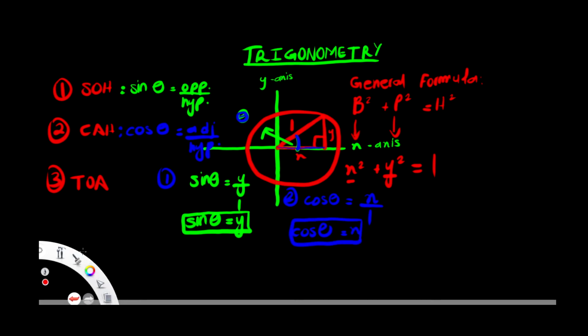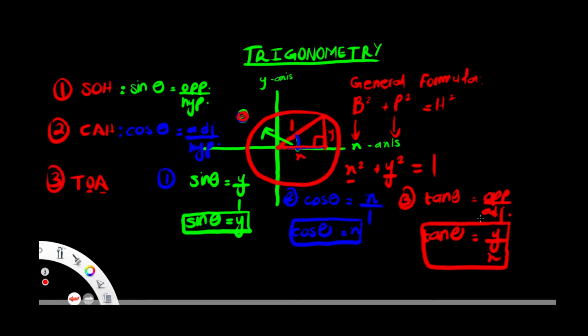Moving on to the ratio of tan. So tan starts with T, TOA. So tan theta equals opposite over adjacent. O for opposite and A for adjacent. So tan theta in this case, the side that is opposite to the angle is y, and the adjacent is of course going to be the side that is beside the angle. So this is our last ratio.